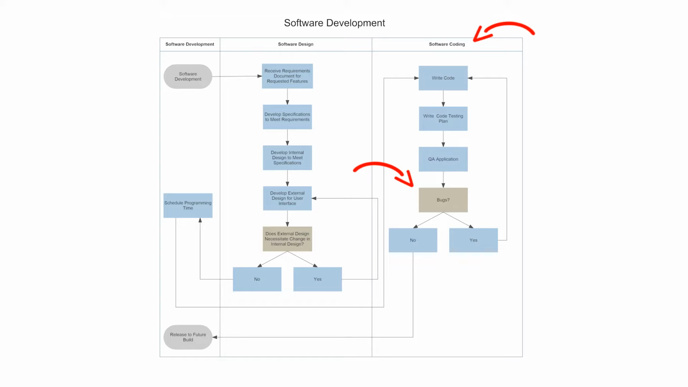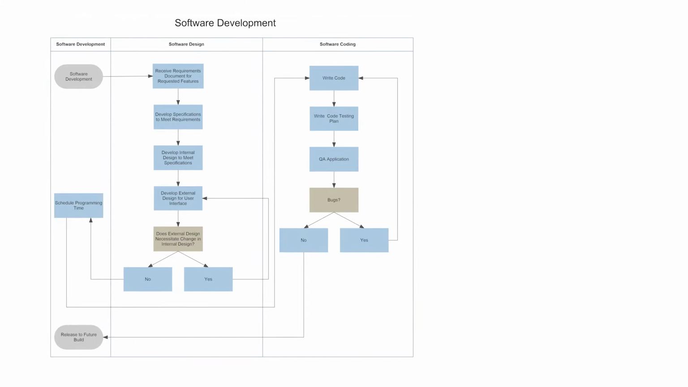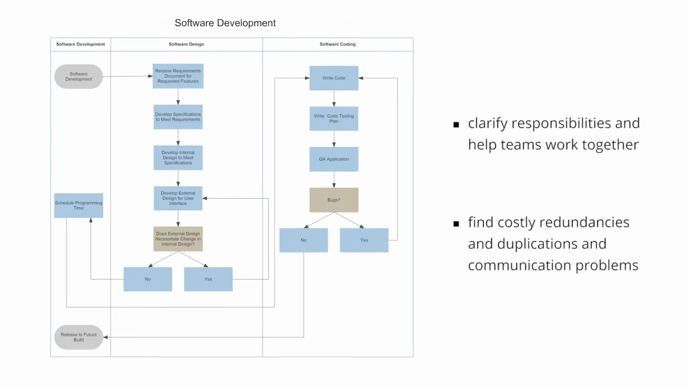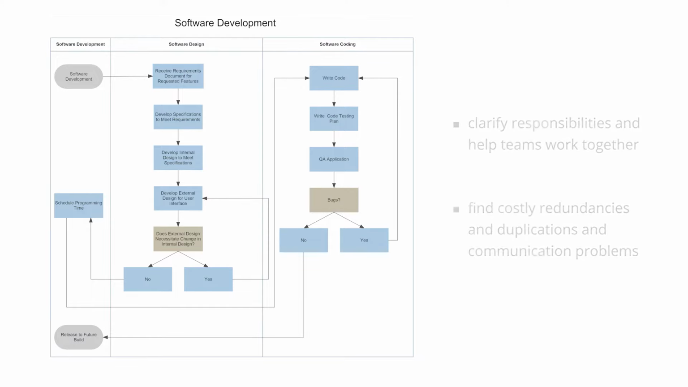A swim lane diagram is also useful in clarifying responsibilities and helping teams work together in a world where they often don't fully understand what the other teams do. This may help you find costly redundancies and duplications or gaps and communication problems.